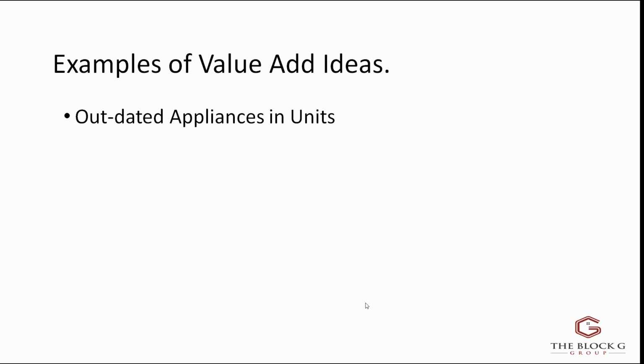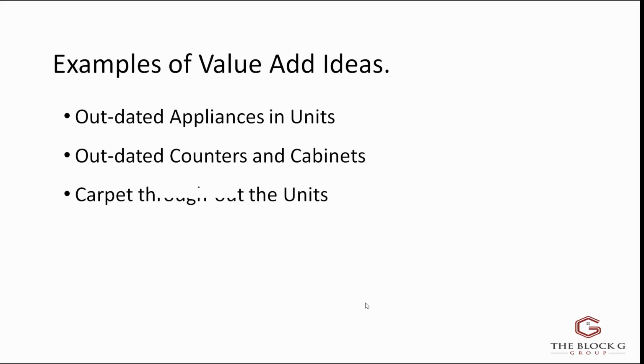Outdated appliances in units. And again, this is pretty standard. You hear this, but hopefully what I've given you is ideas to start you thinking, your creative juices flowing. Outdated counters and cabinets. These are ones that we see all the time and hear all the time, right? Carpet throughout the units. A lot of people don't want carpet in their kitchen. There's a lot of tile, a lot of vinyl plank flooring. That's what you've got to look at; you've got to look at the current trends. And from a cleaning standpoint, you really don't want carpet throughout, because that's a hassle if people spill drinks or whatever.